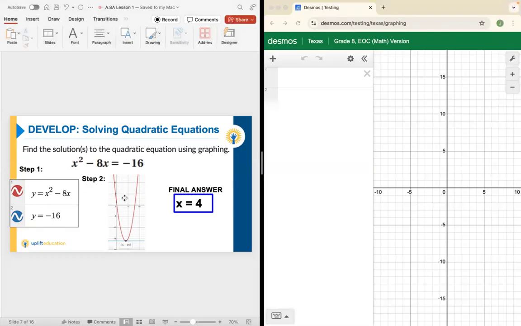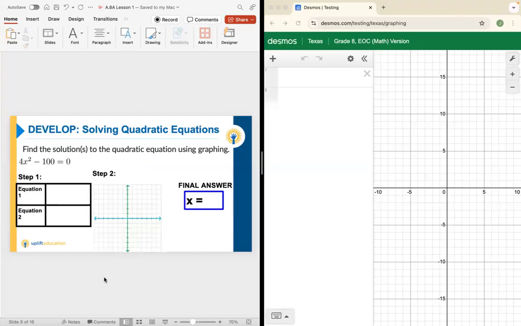So that brings us to step 2. Once we have a visual of our graphing, in order to identify the solution, it would occur where both equations are equal, or in this case, where they both meet. And where they both meet is at 4, -16, which makes our final answer x equals 4 because we're solving for that x value. Let's try an example together.